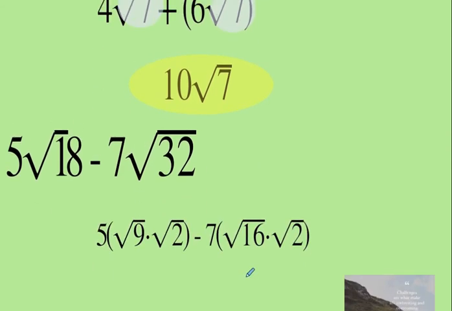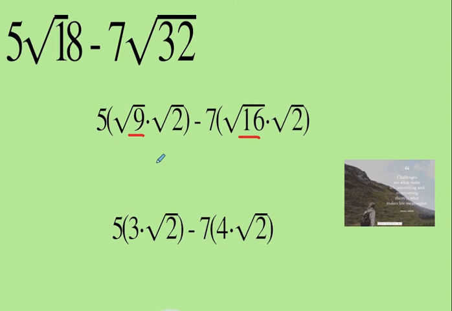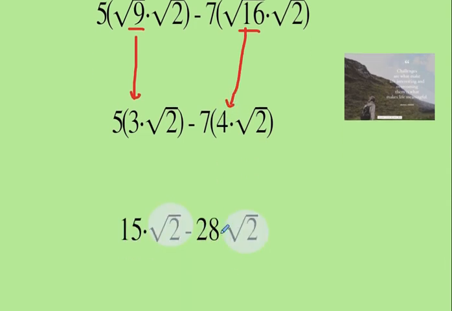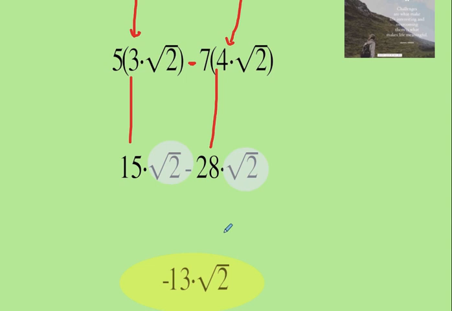Because this is what I came up with. Luckily, half of 18 is 9. And so that's a perfect square. Half of 32 is 16. Okay, so this one wasn't too bad. All I did is I took the square root of 9 is 3. Square root of 16 is 4. And then I just multiply these numbers on the outside. And that's how I came up with the 15 right here and the 28. And I got to pay attention to that little sign right here because it's minus. And 15 minus 28 is a negative 13.